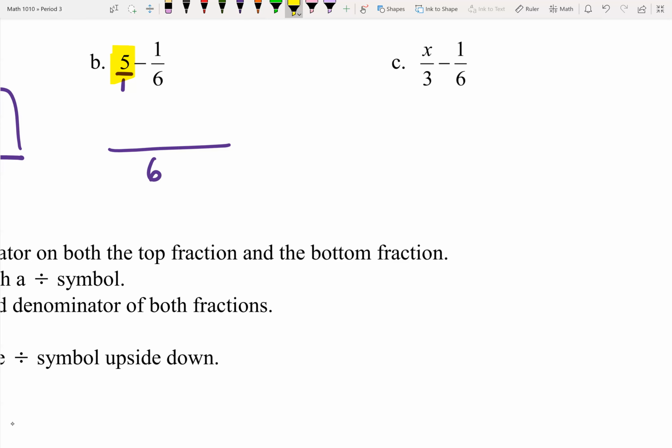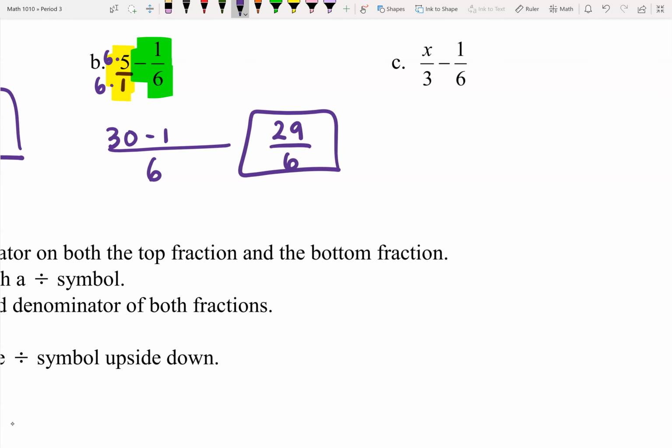Okay, so look at this guy right here. He doesn't have the 6. So I'm taking just that fraction and I'm trying to write it as something that has a 6 on the bottom. So I have to go 1 times 6 is 6. So 5 times 6 is 30. Good. The second guy already has the 6, so he's good to go. So I'm just going to go minus 1. And then 30 minus 1 is 29 over 6, and I'm fine.